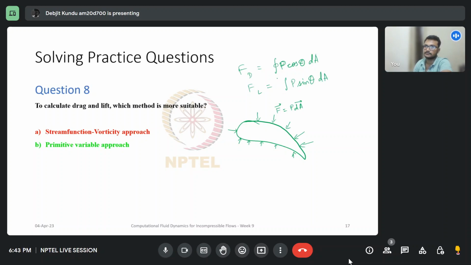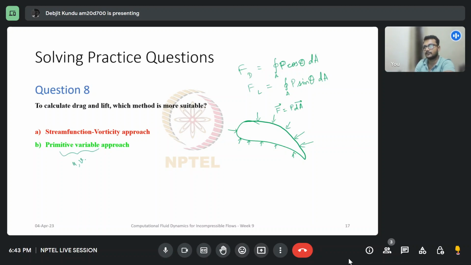So this would be a closed area like this. The total integral of that, and its component in the vertical direction would give us the lift force, and in the horizontal direction would give us the drag force. So that's where the sine theta and cos theta comes from. But other than that, you need to know the pressure distribution over the solid boundary, and that can be more suitably found out using a primitive variable approach.